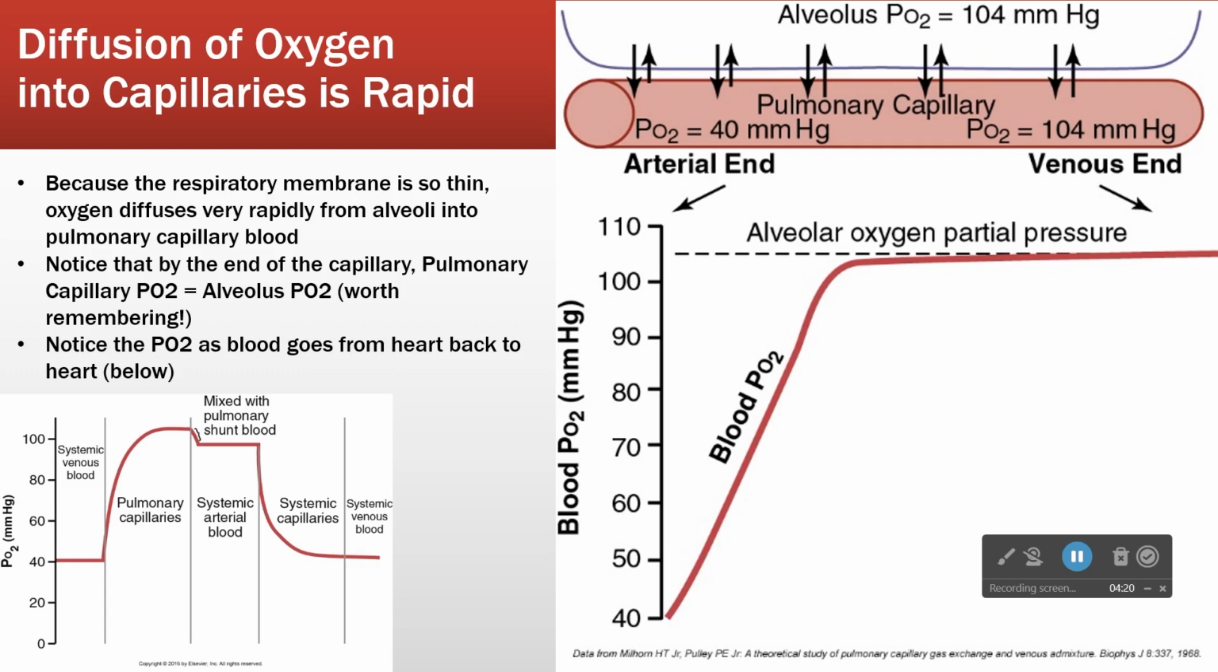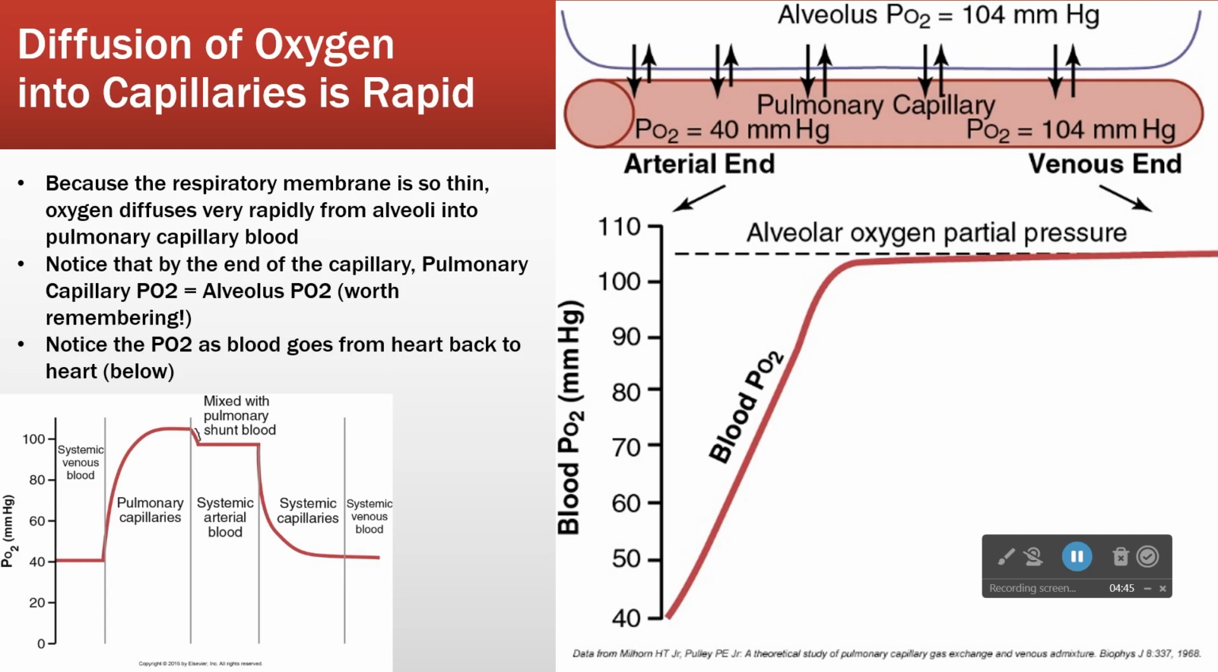All right, so the blood going into the alveolus has a PO2 of 40. The blood leaving the alveolus has a PO2 of 104. Right? So this is coming from the systemic tissues. This is going out to the systemic tissues. All right? So this is the oxygen capture point.